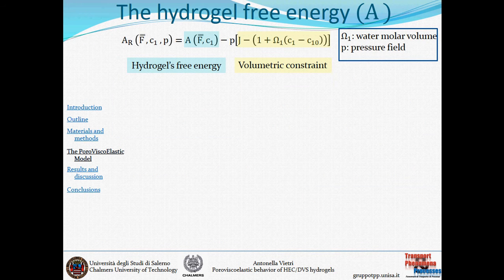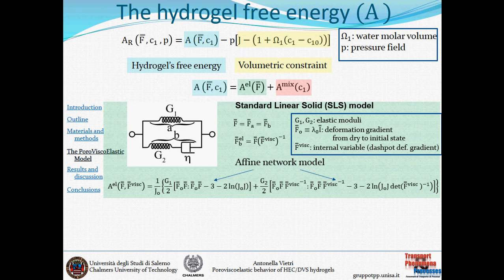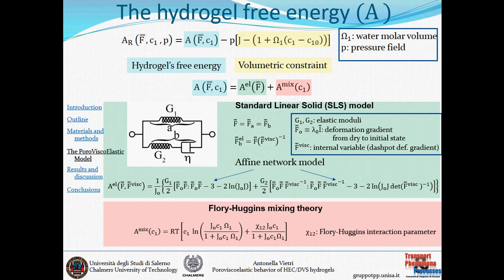A relaxed version of the hydrogel free energy had been used, where the Helmholtz free energy is reduced by the volumetric constraint by means of a Lagrangian multiplier P that stands for the pressure field. On the other hand, the Helmholtz free energy is the sum of two contributions: the elastic term, which is derived from the affine network theory, considering as rheological model a standard linear solid model, and the mixing contribution that comes from the Flory-Huggins theory, where K12 is the Flory-Huggins interaction parameter.